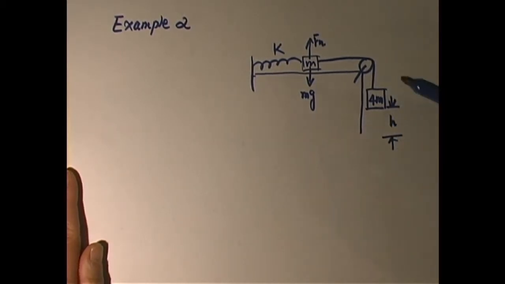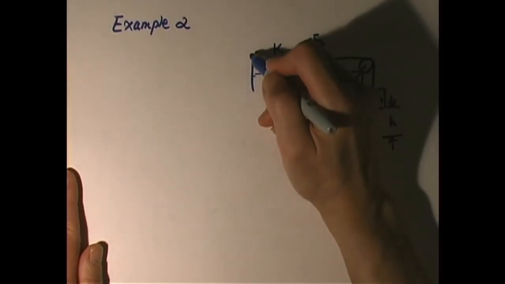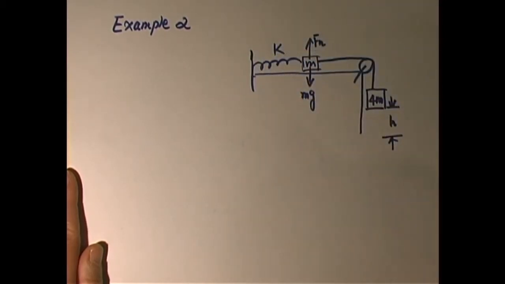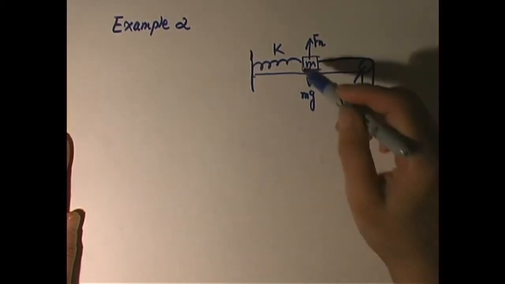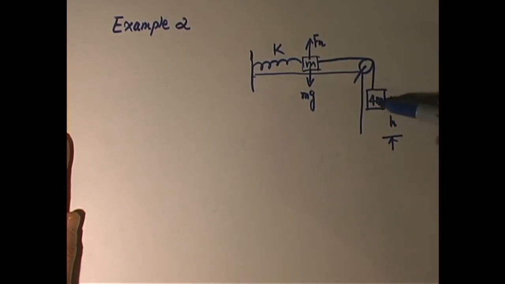And obviously, because initially the system, M and 4M, both are at rest, and the spring is at its original length, no stretch or no compression, the object has no speed. And then when the object starts to fall, there must be an acceleration.